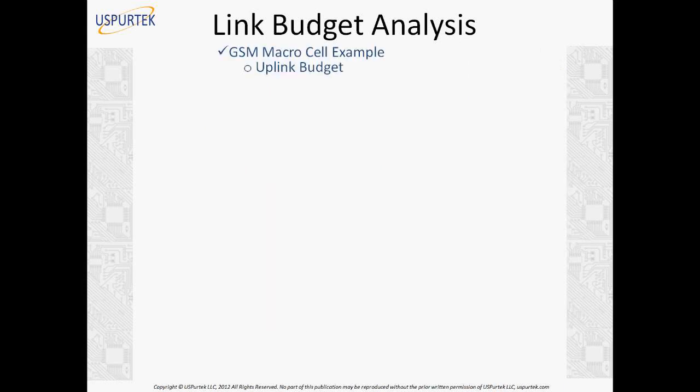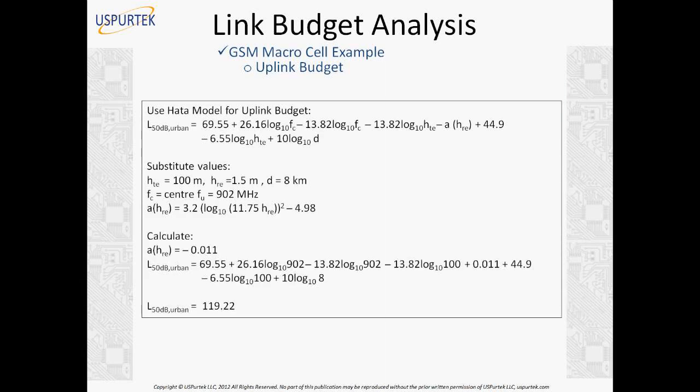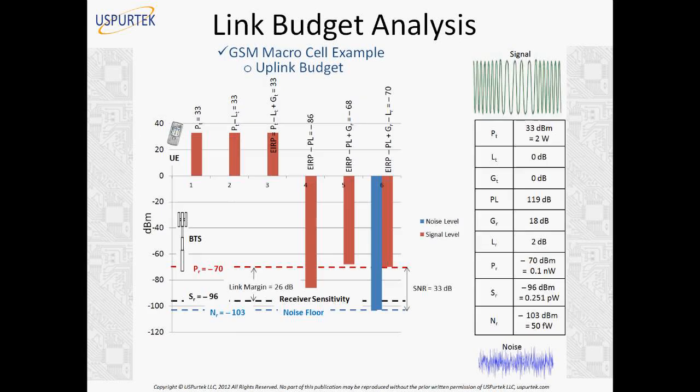And if we calculate the uplink budget, it comes out to be 119.22 dB using the HATA model, and do the calculations again. Again, our link margin comes out to be 26 dB, which is again a pretty good margin. Well, again, this is subjective. I'm saying pretty good margin because I'm thinking that way.